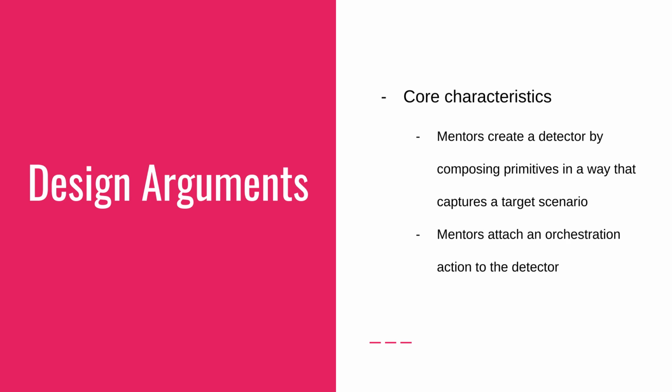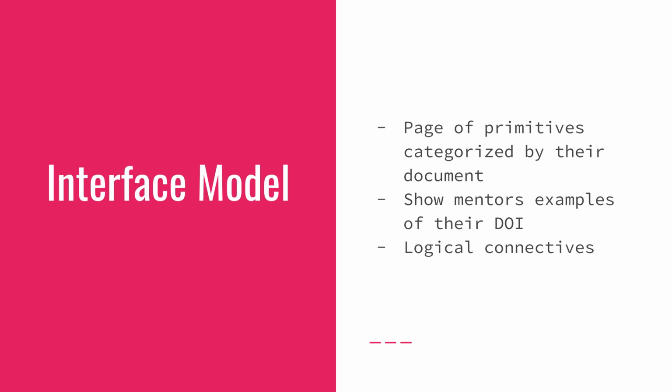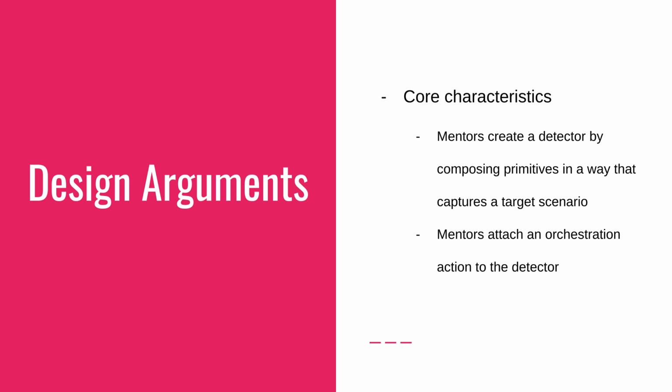And mentors will take all of these basic things that a machine can detect, these primitives, and compose them together logically with ands and ors in a way that they feel accurately captures the target scenario that they want to be notified of. And mentors can attach an orchestration action to this detector, and this is the intervention. It could be anything from a message to the student to a message to the mentor, or it's a very wide set of things that the mentor could do in terms of the orchestration action.